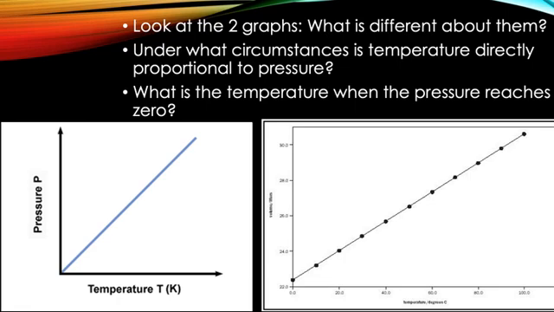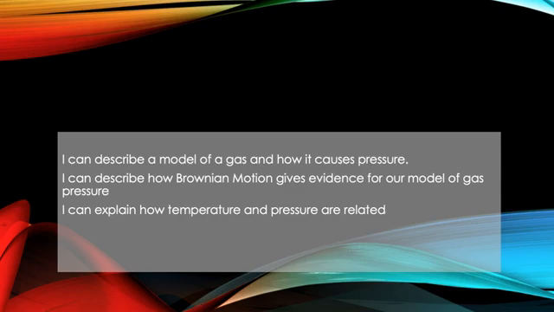So you can actually look at this and work backwards from these graphs and find out what the temperature would be when the pressure is 0. And this is how we found that the temperature would be minus 273 degrees, which is, on the Kelvin scale, 0.